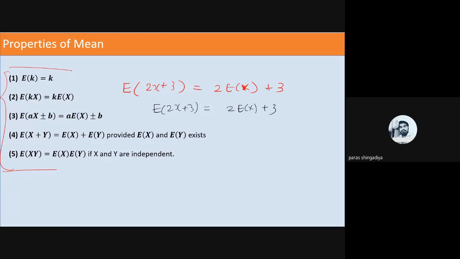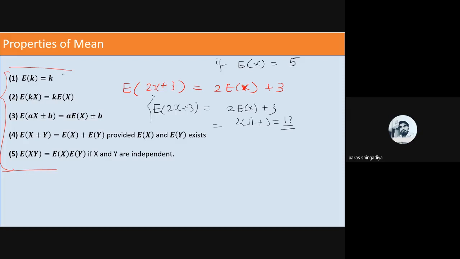For example, if E of x of the data is equal to 5, what will be the answer of E of 2x plus 3? Clear? You just prepare first this formula, that is 2 into E of x plus 3, and then replace 5 here: 2 into 5 plus 3, and that is equal to 13. So this type of MCQ can be created from these properties.